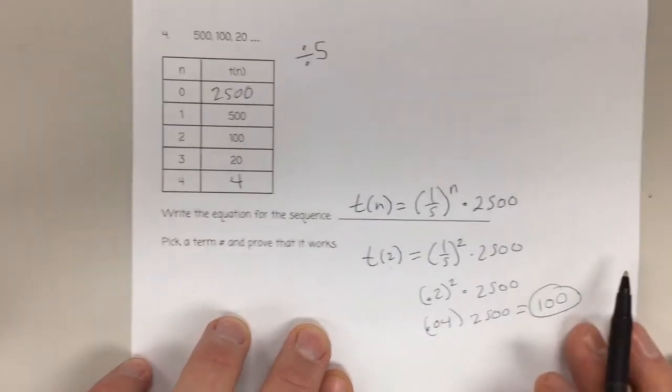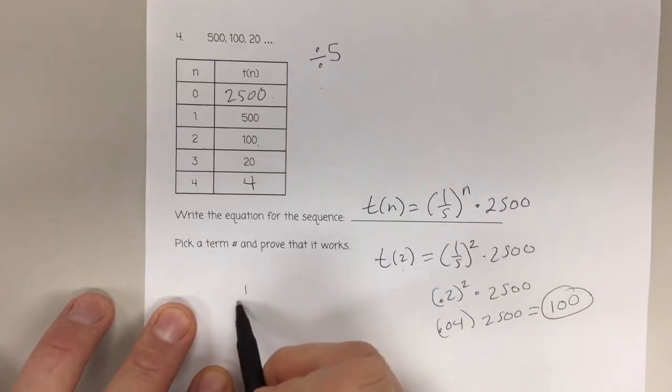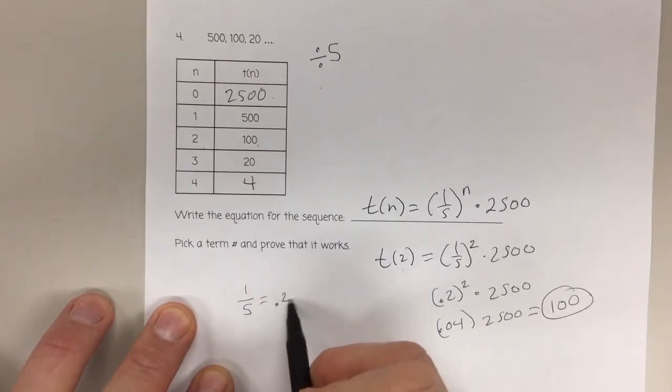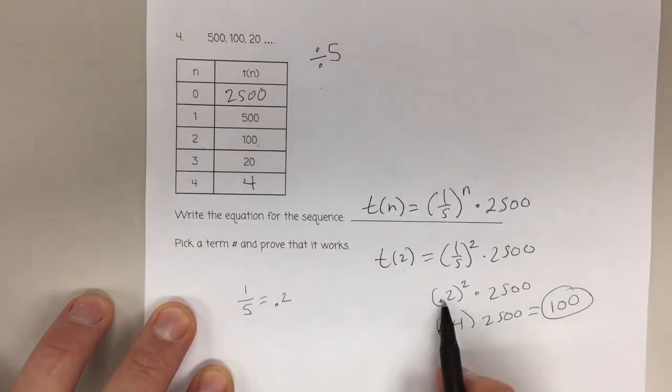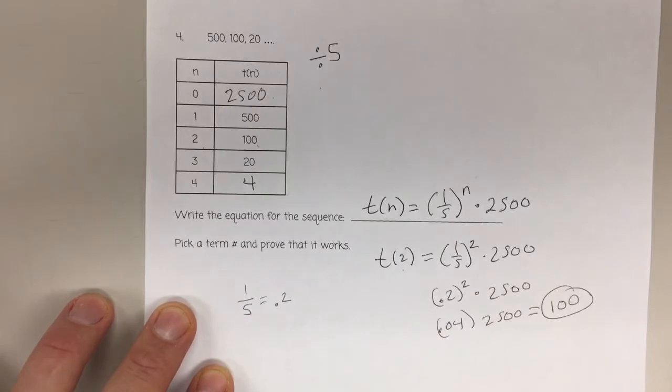One thing to note, when you're turning 1/5 into a decimal, all you need to do is divide. That's how I'm getting 0.2. Then I would take that to the second power. So to turn the multiplier into a decimal, you simply divide.